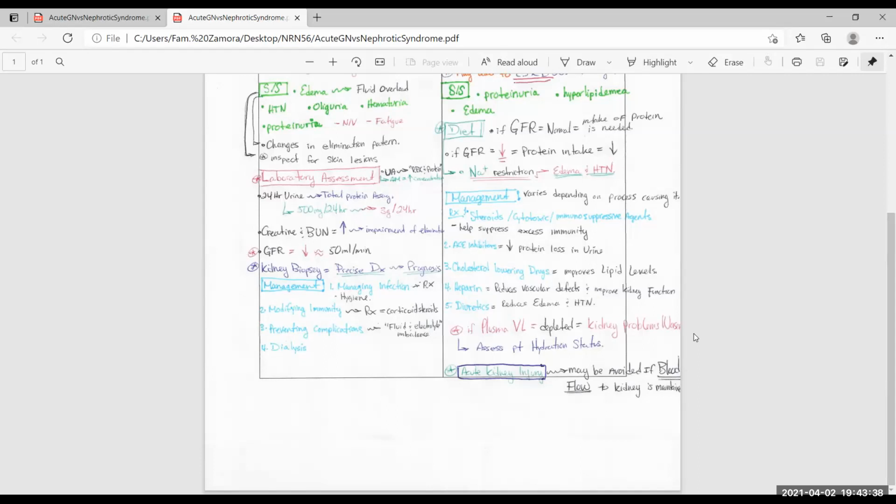Cholesterol lowering drugs, which will help with the lipids. Heparin, which reduces the vascular defects and improves kidney function. Diuretics, which reduce edema and hypertension.